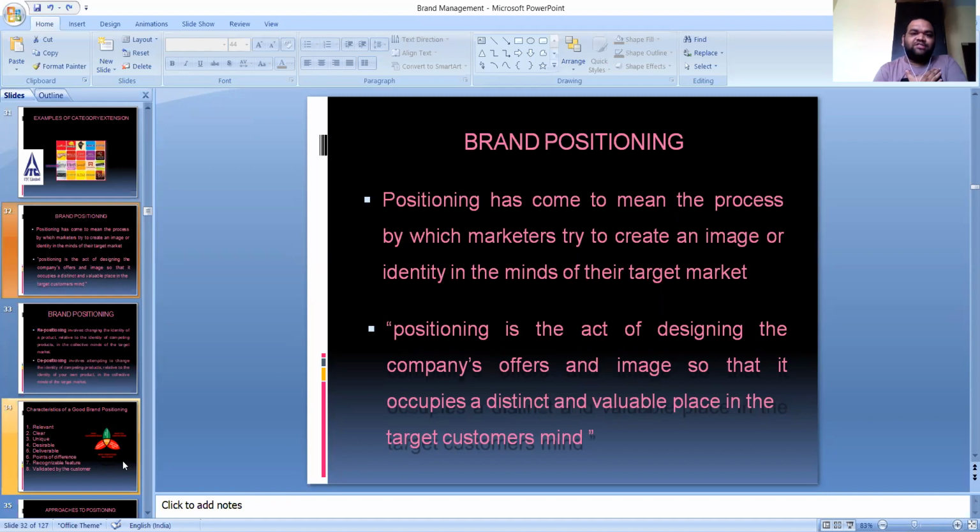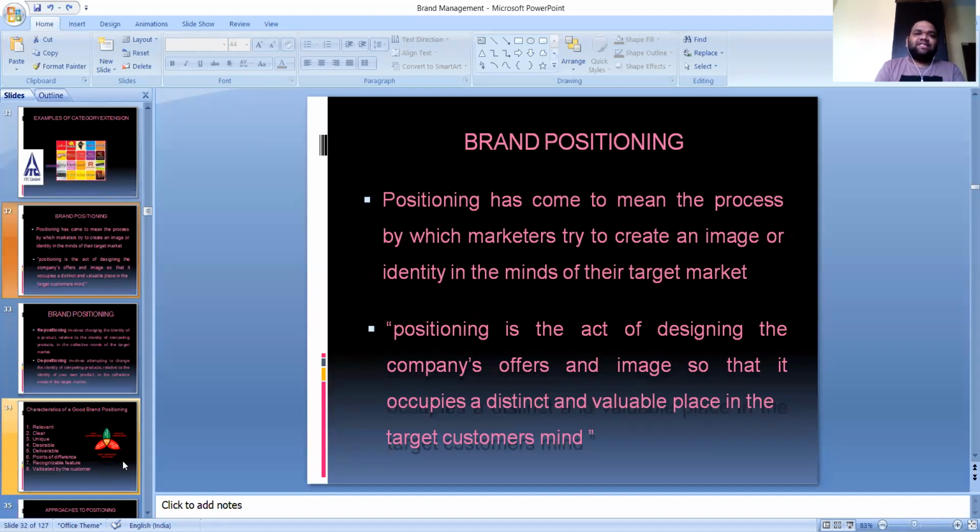For example, if I'm using a soap, I always think that it has to remove dust particles and everything. I want to look energetic, or I want to look fresh. Some people think that they want to become fair, or some want a good smell, and so on. So that is what the company offers, and the image, so that it occupies a distinct and valuable place. What do you mean by distinct? It means different from one product to another. If I use Santoor, or Mysore Sandal soap, or another product, what will be the difference? That is what we call a distinct and valuable place.